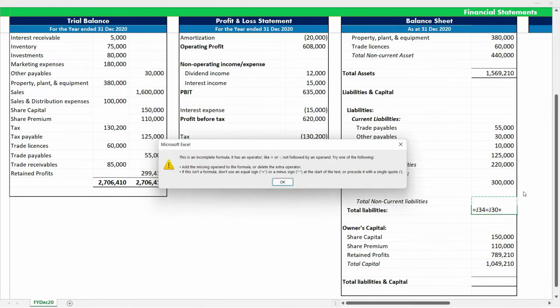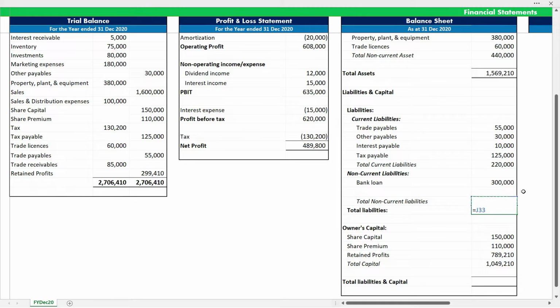I'm sorry. So I'll do that again, equals current plus non-current, and that is 520. And I'll go back and I will say 520 plus total of the capital, and that is 1569210. Now one quick check that we need to perform is that our total of liabilities and capital should be equal to our total of the assets. So these two sides are equal. That means that there is a reasonable check to say that our balance sheet is correct.